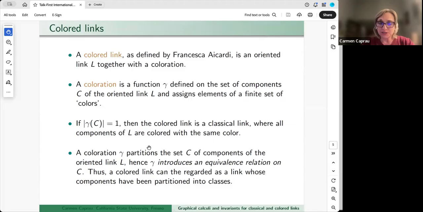We can think of that coloration in a different way besides being a function. This coloration partitions the set of components of the oriented link. So you can think about an equivalence relation on the set of components of the link. And then a colored link can be defined as a link whose components have been partitioned into classes. Now, if you have such a colored link and then you use the same link as a classical link, but you use different partitions, then the corresponding colored links are different. This is very important to note.